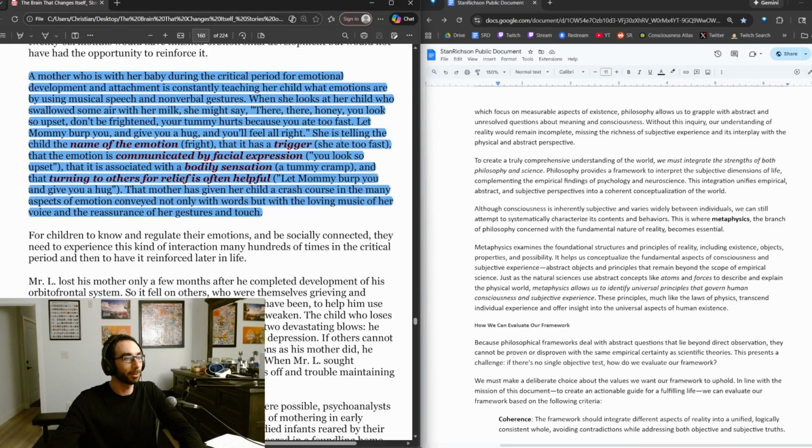She's telling the child the name of the emotion, fright, that it has a trigger, she ate too fast, that the emotion is communicated by facial expression, you look so upset, that it is associated with a bodily sensation, a tummy cramp, and that turning to others for relief is often helpful. That mother has given her child a crash course in the many aspects of emotion conveyed not only with words, but with the loving music of her voice and the reassurance of her gestures and touch.